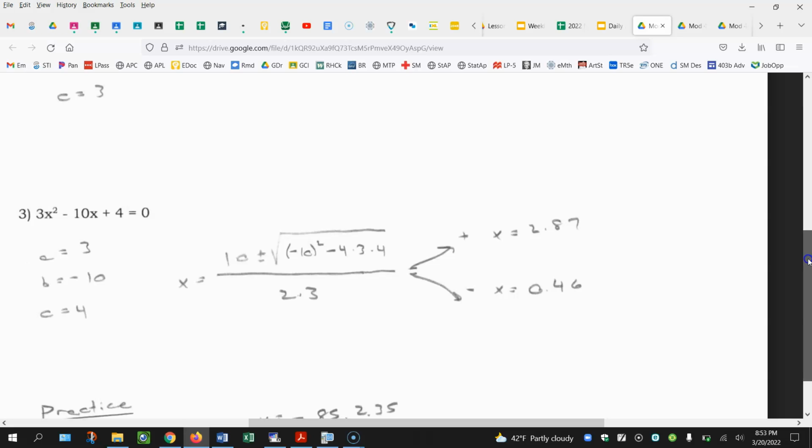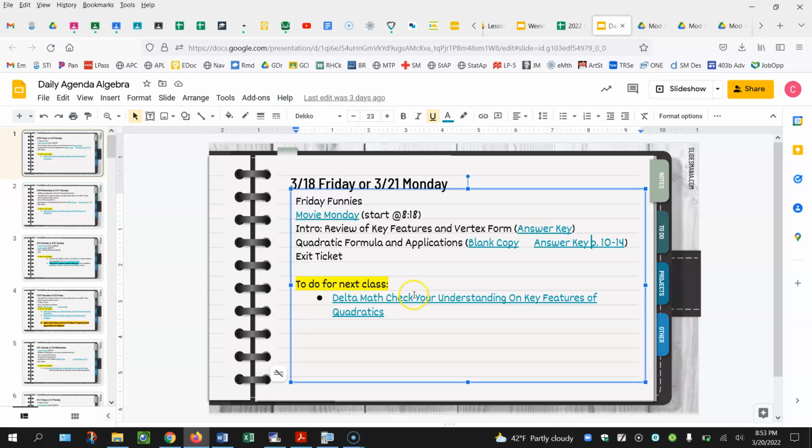So at this point, depending on how much class time you have left, if it's not 10:15 yet, what you can do is sign back on to the daily agenda and take a look at the check your understanding. This is going to be for quadratic formula, though it looks like I didn't change the name. And you're going to go through a couple practice questions until 10:15, at which point you'll get your exit ticket.